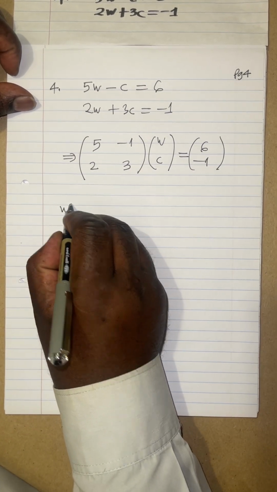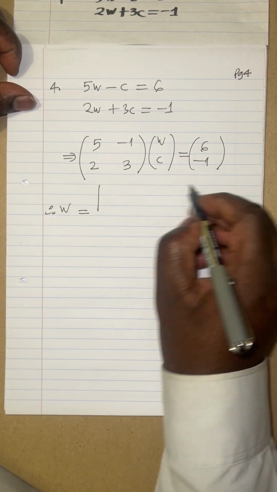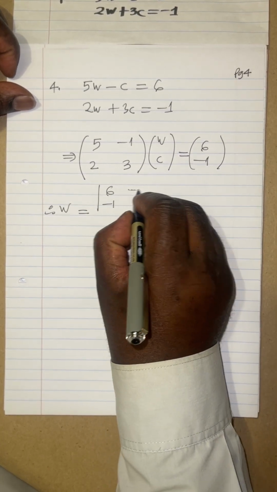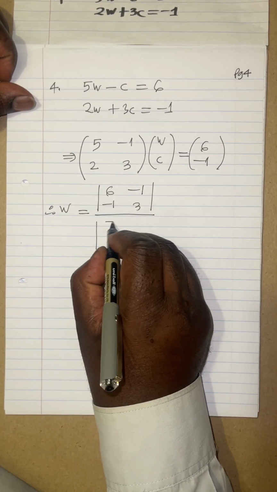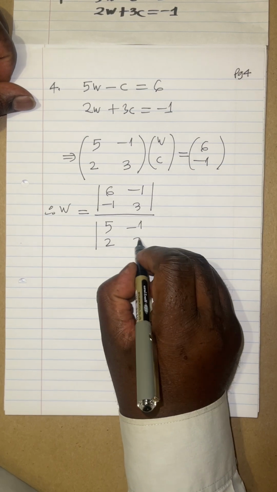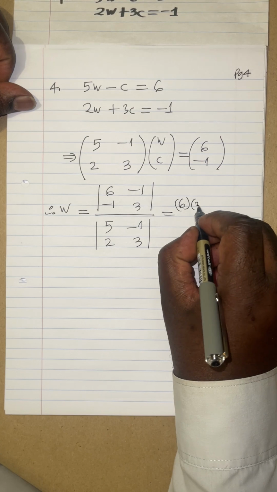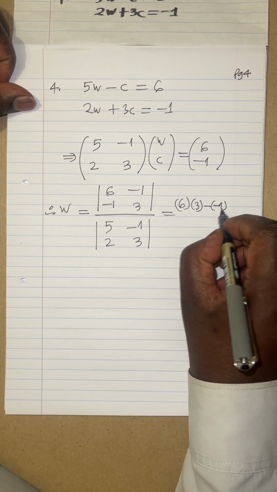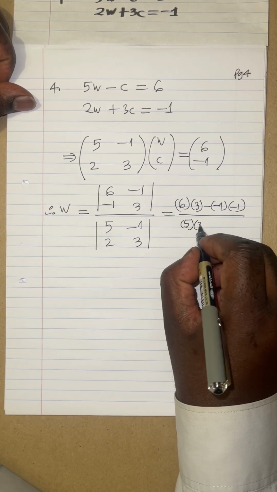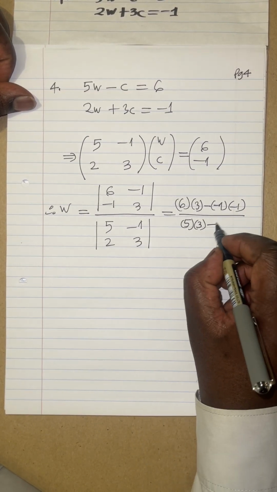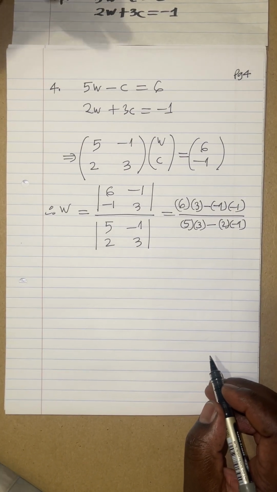How do we find w by Cramer's rule? We're going to say this is equal to, remember, the coefficient of w must be replaced by those numbers, 6, minus 1, and then minus 1, 3. And we're dividing this by the determinant of the coefficient matrix, which is 5, 2, minus 1, 3. What are we saying? We're saying the product on the right diagonal, 6 times 3, minus the product on the left diagonal, minus 1 times minus 1, all over 5 times 3, which are elements on the right diagonal, minus the product of elements on the left diagonal, which is 2 multiplied by minus 1.